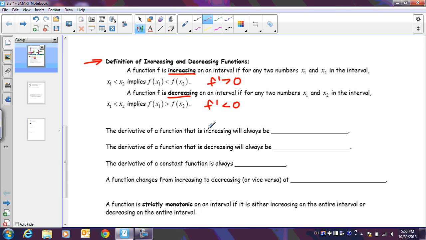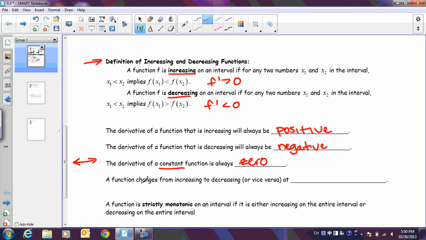Okay, derivative of a function that's always increasing will always be positive. Repetition, repetition, repetition. Get it over and over and over. Derivative of a function that's decreasing, well, that'll always be negative. Okay, so derivative of a constant function, what this would look like is just y equals 2 or something like that. Well, that function is not increasing or decreasing, and so this derivative is always 0.